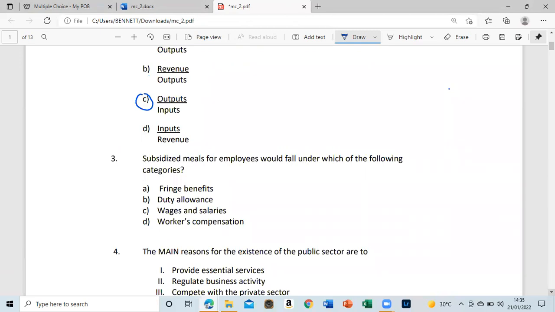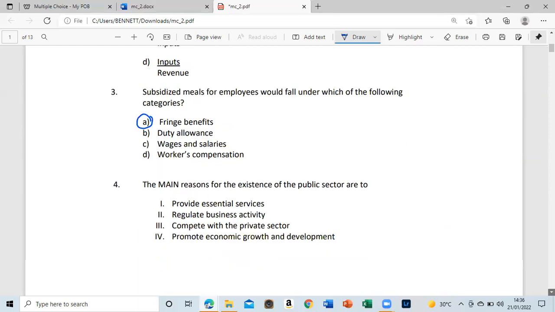Subsidized meals for employees would fall under which of the following categories? Is it A, fringe benefit, B, duty allowance, C, wages and salaries, or D, workers' compensation? And number 3 is A, fringe benefits.